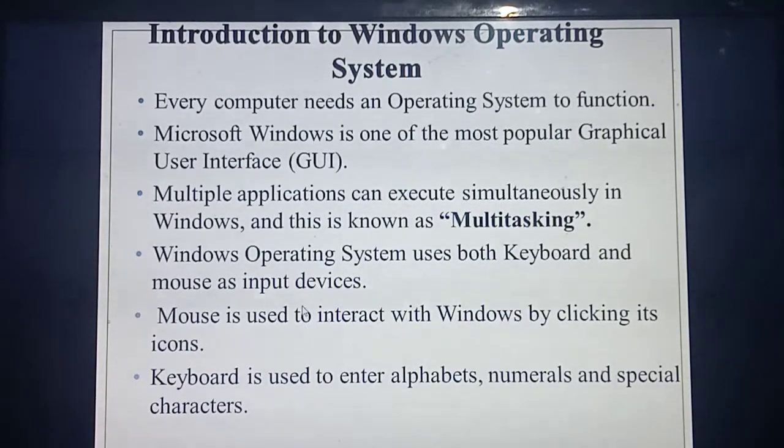Okay, so next one is keyboard. What's the use of the keyboard? So using the keyboard you can type whatever things you need. You can type alphabets, numbers and special characters. Okay, whatever it may be. So what are the important things of Windows operating system? Each and every computer needs some operating system to function. So one important, most popular feature supported by this operating system is GUI, that is graphical user interface.